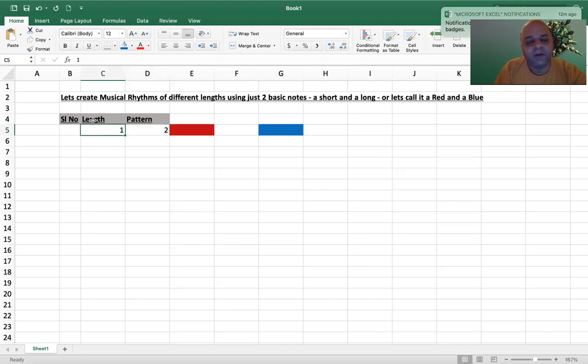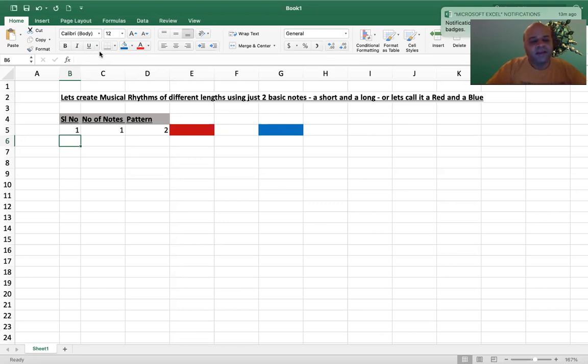And what is the number of notes combined? So far so good, you are following me? If you take a single note out of the two and create a pattern, you will be able to create two patterns out of it: either short or long.